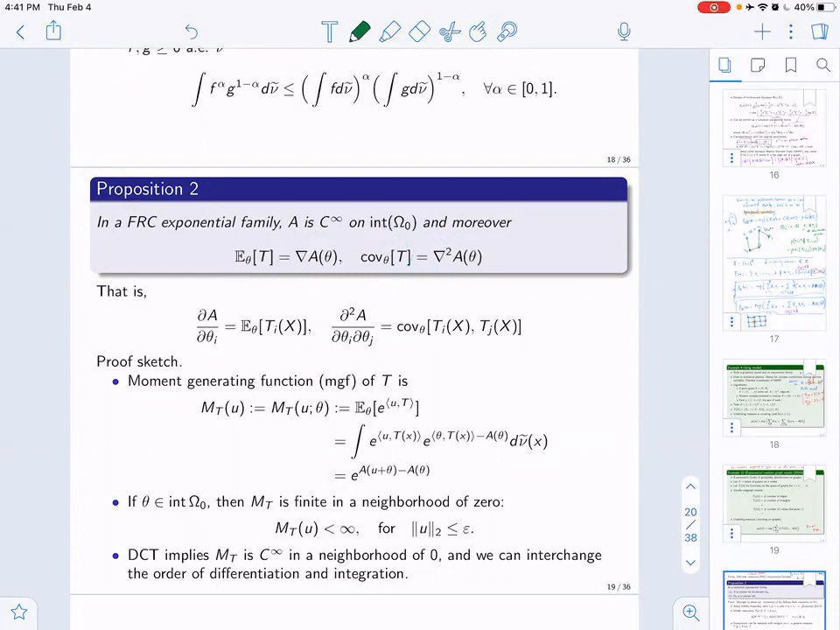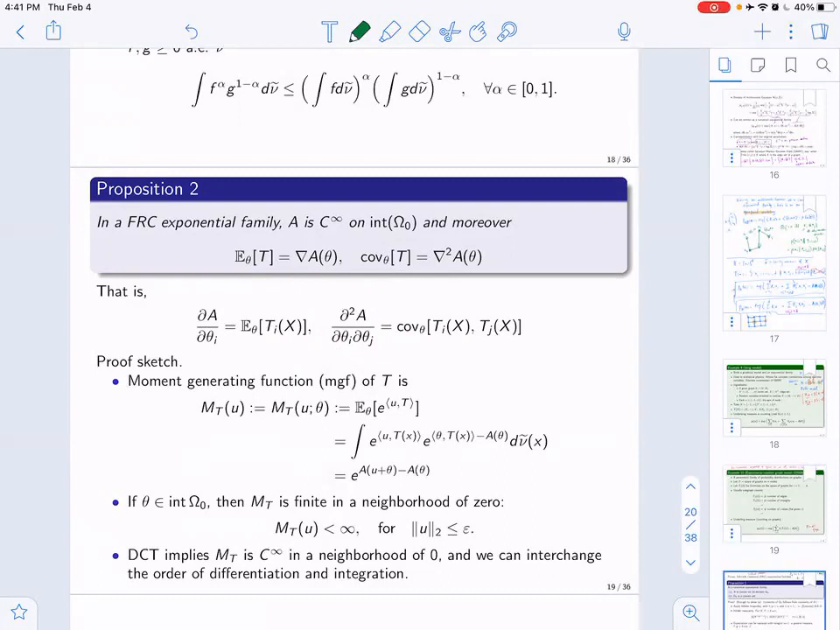Connects the differential properties of A to the statistical properties of the sufficient statistic. If you expand this, basically this is saying that the partial derivatives of A with respect to theta i are the expectations of the coordinates, and the second order partial derivatives are the covariances between the elements of T. Any question about this?